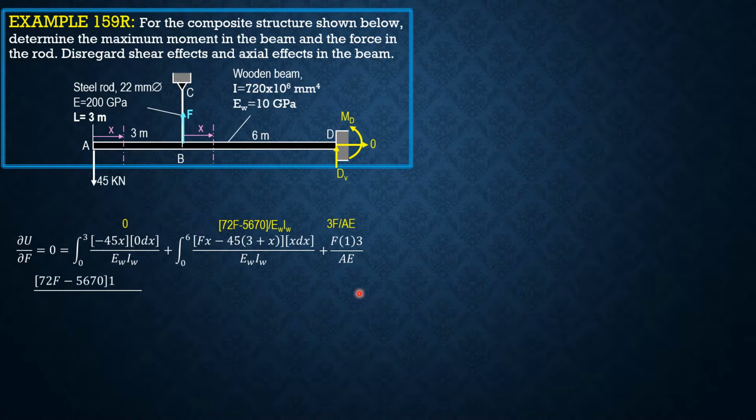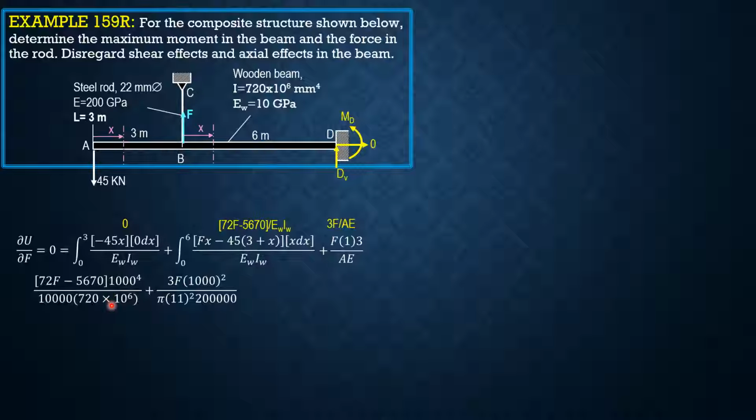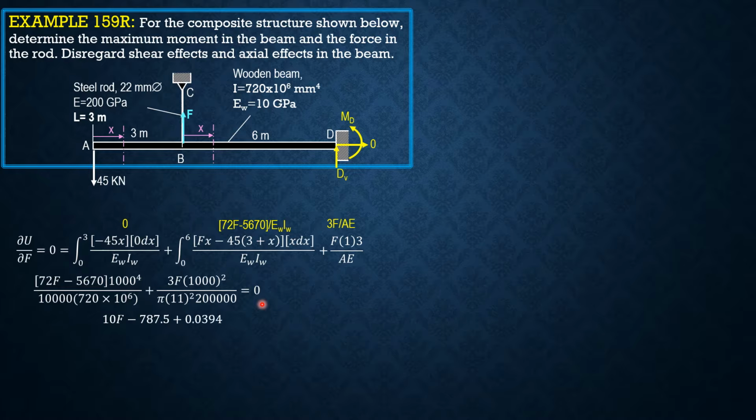So (72F minus 5670) times 1000 to the 4th over E of wood, which is 10,000 megapascals, then moment of inertia 720 times 10 to the 6 mm to the 4th. Plus 3F times 1000 square over the area of the steel rod, pi times 11 square, pi radius square, E is 200,000 megapascals, equals 0. Simplifying, 10F minus 785.87 plus 0.03946F equals 0. So finally we can solve F, 78.44 kilonewtons.